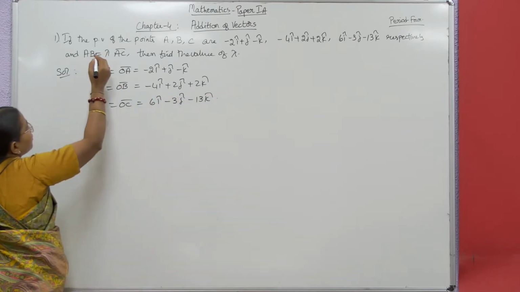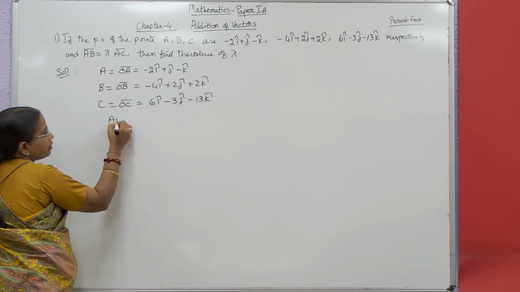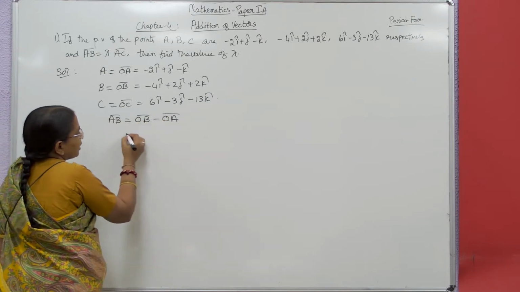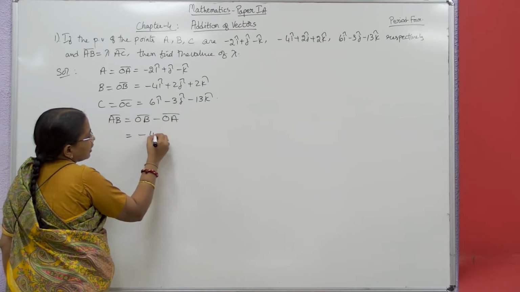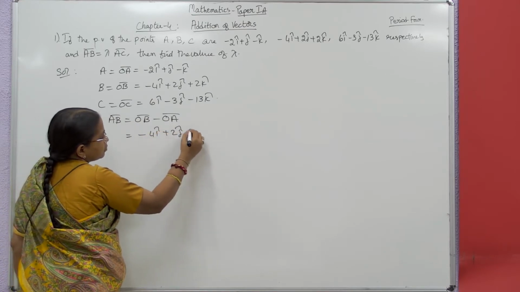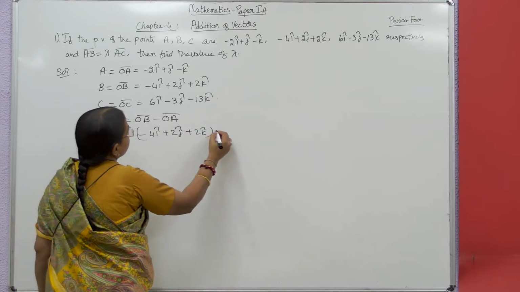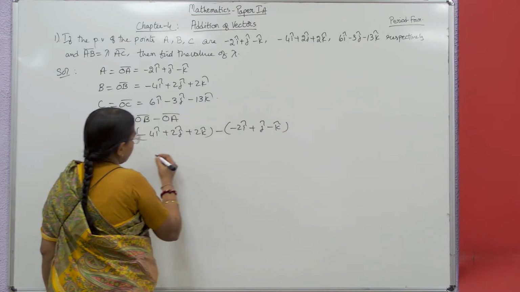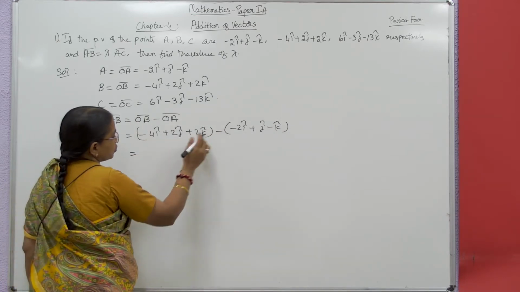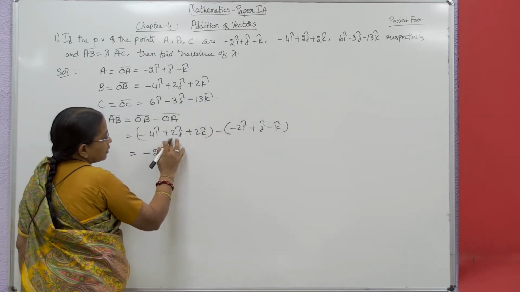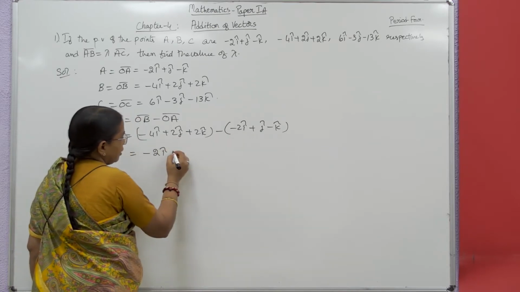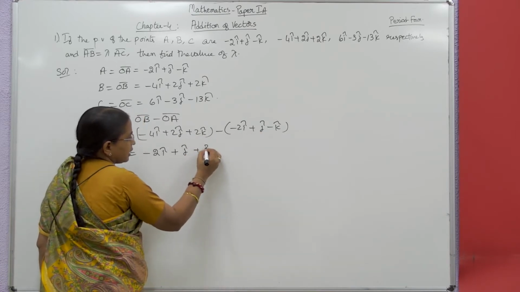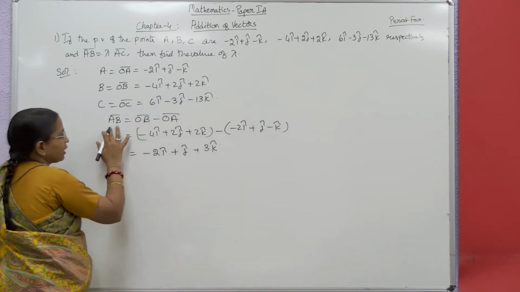Now we'll find AB vector. What is AB vector? OB minus OA. OB is minus 4i plus 2j plus 2k minus of minus 2i plus j minus k. So when you subtract, you will get minus 4 plus 2, so minus 2i, and then plus 2 minus 1, so plus 1j, plus 2k plus k, plus 3k. So this is the vector AB.